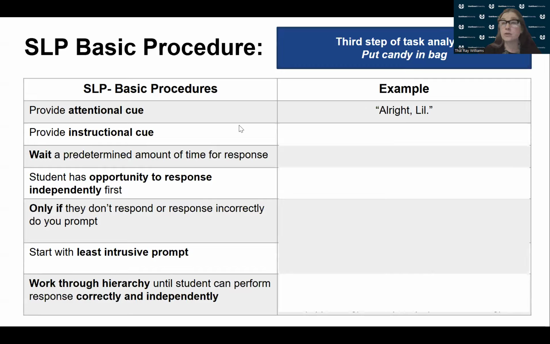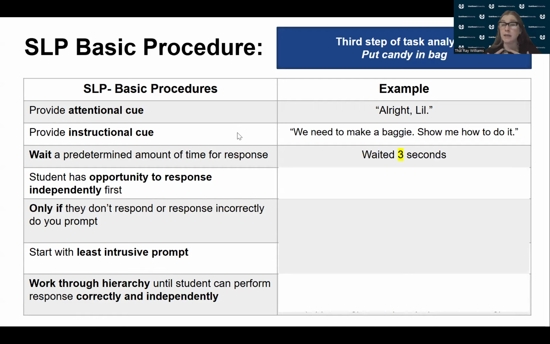Was there an instructional cue or a task direction? The teacher said, we need to make a baggie. Show me how to do it. So that was her task direction, was to show me how to do it. Was there a response interval? Yes, there was. Now, I counted 3 seconds, and so you may have gotten something different because it depends on how you're counting. And again, that's something that you need to make sure you talk to your staff about so everyone is either timing it on their telephone or some kind of a timer, or that you're all counting and you would practice counting to the same if you're using like 1001. So I counted that there was a 3 second interval.